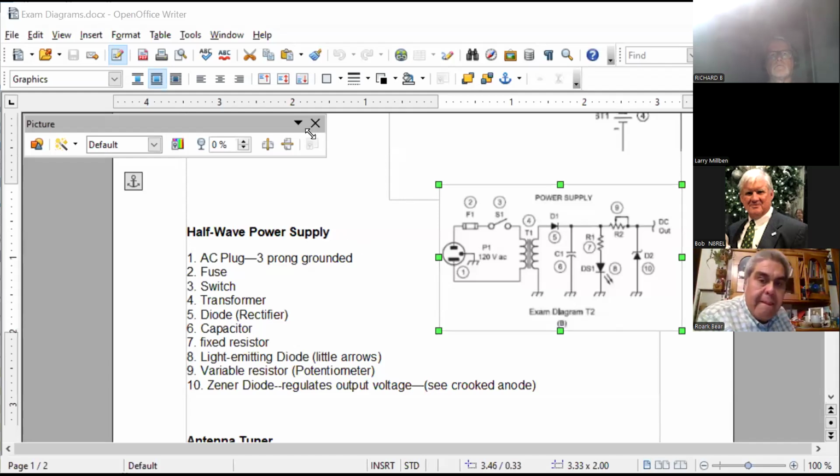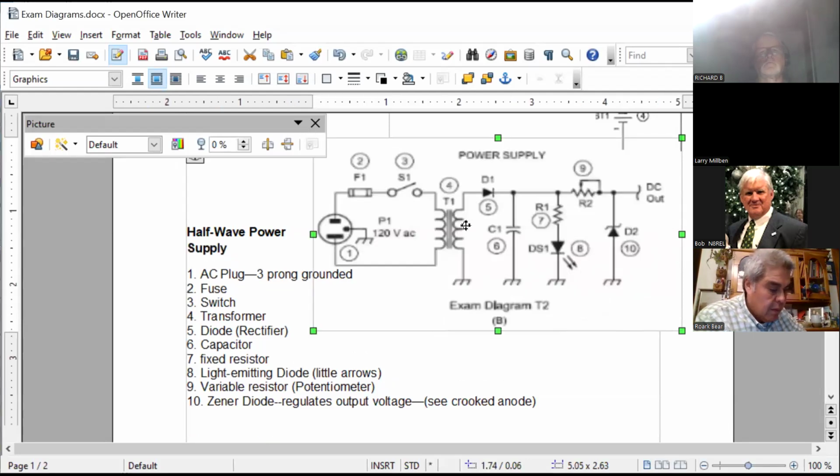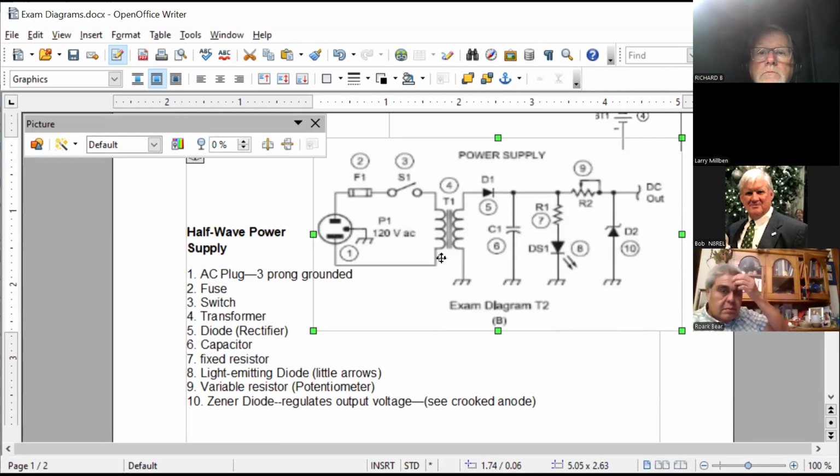Yep, we see it. Okay, this is a power supply. You have a certain number of diodes in here, three of them, as a matter of fact. And here are three of the purposes. This is the diode that converts the alternating current into direct current.